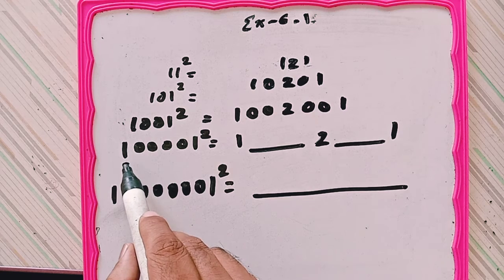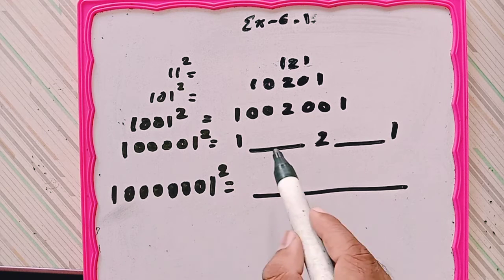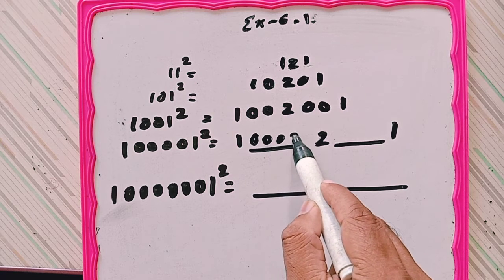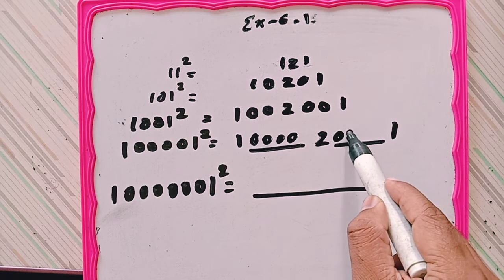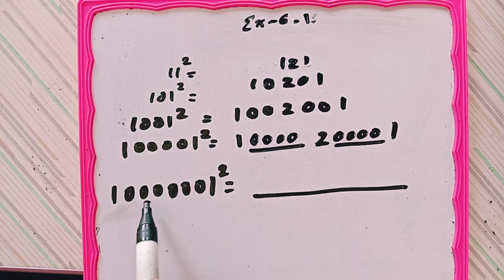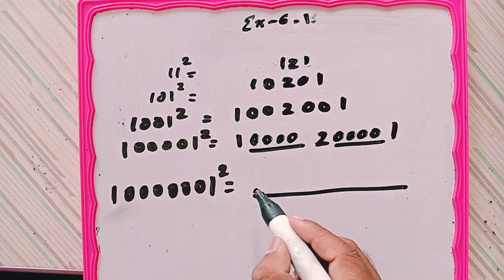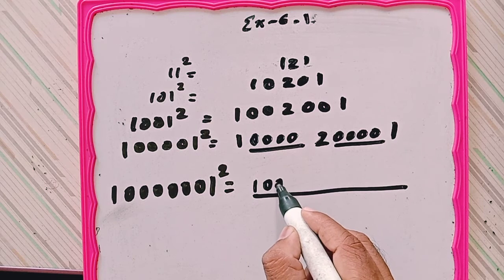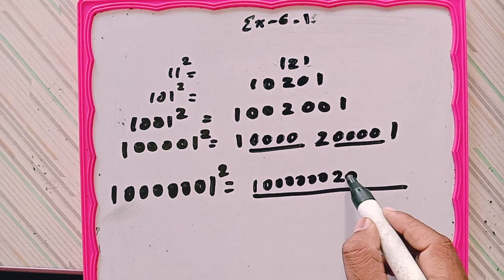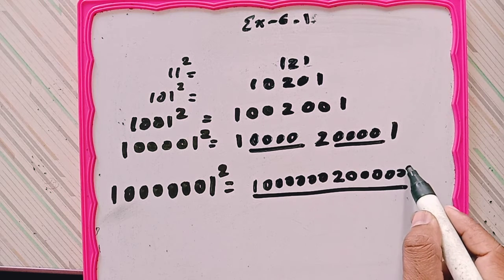So here again 4 zeros are there. So between 1 and 2 there are 4 zeros. So 1 2 3 4. And here also 1 2 3 4. Now here between the numbers 6 zeros are there, and so it will be 1 after 6 zeros, then 2, and again 6 zeros and 1.